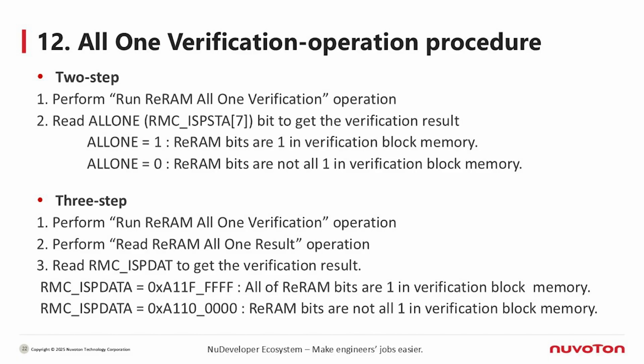Then, I introduce the procedure of the 3 steps. 1. Perform run ReRAM all-one verification operation. 2. Perform read ReRAM all-one result operation. 3. Read RMC ISP DAT to get the verification result. If RMC ISP DAT is 0A11FFFF, it indicates that all the ReRAM bits in the memory block are 1. If RMC ISP DAT is 0A110000, it means that not all the ReRAM bits in the memory block are 1.